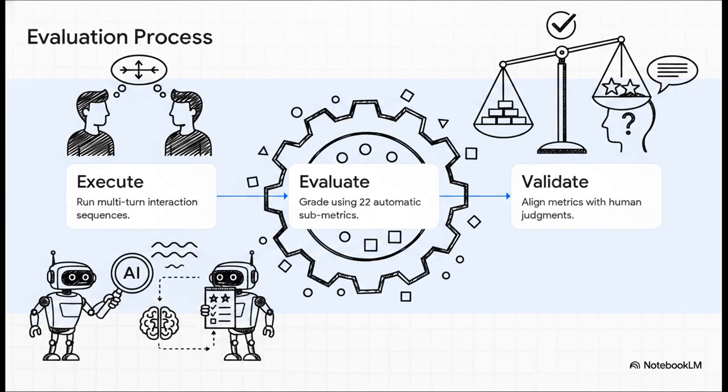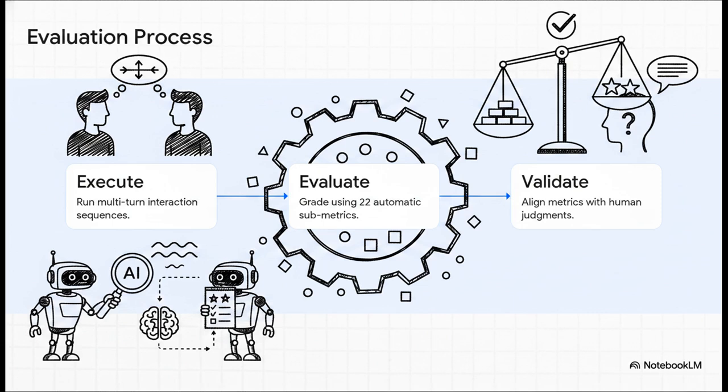The actual evaluation process boils down to 3 steps. First, the model has to execute the multi-turn interaction sequence. Then comes step 2, which is super fascinating. WBench uses 22 automatic submetrics to grade the AI. To pull this off, they cleverly combine specialist vision models with large multimodal models. So they basically have AI act as the referee for the AI that's being tested.